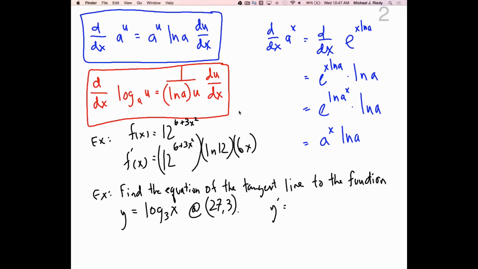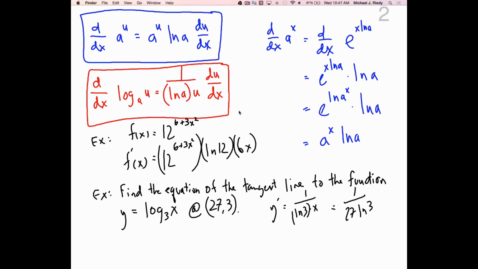So you're just plugging points? Or plugging the x or no? What's the derivative? 1 over natural log of 3 times x times 1, but we don't need to write that then. Okay? So therefore, for this particular point, we get 1 over 27 times the natural log of 3.